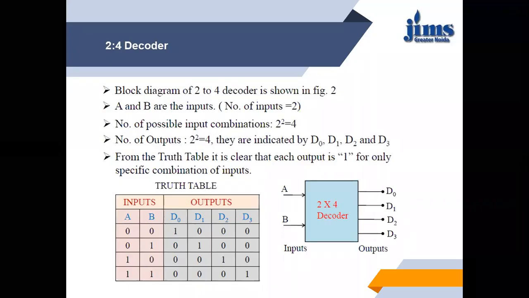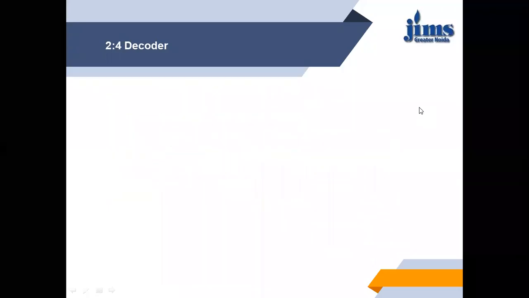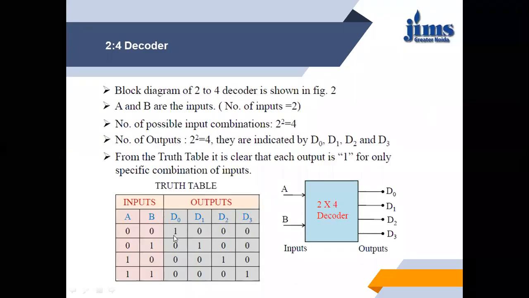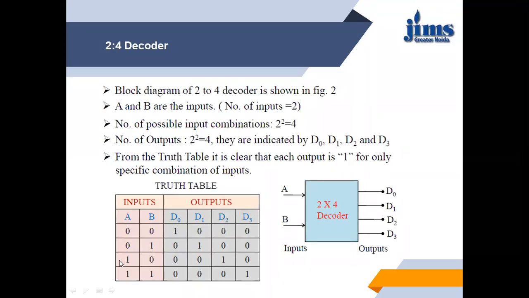Now let us discuss how the internal construction of a decoder is. The Boolean expression we can find out directly from the truth table. You can see from here, D0 is 1 when both A and B are 0, 0. So D0 equals A bar, B bar. D1 is 1 when the input combination is 0, 1. That means A bar, B. D2 is 1 when the input combination is 1, 0. That is A, B bar. And for D3, it is A and B.